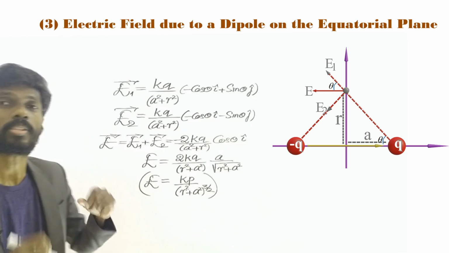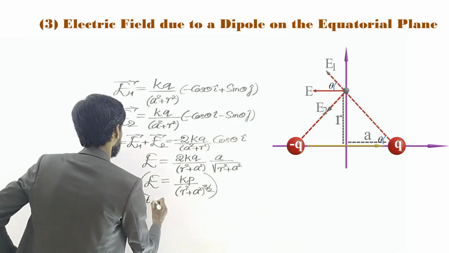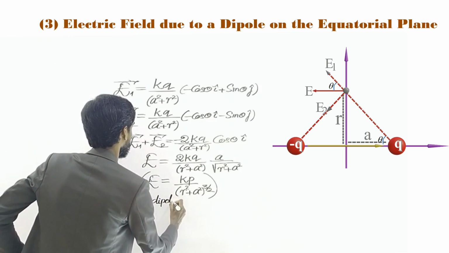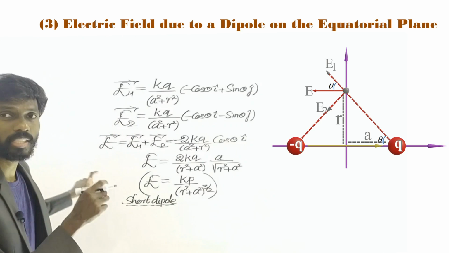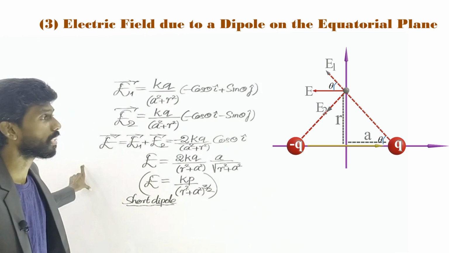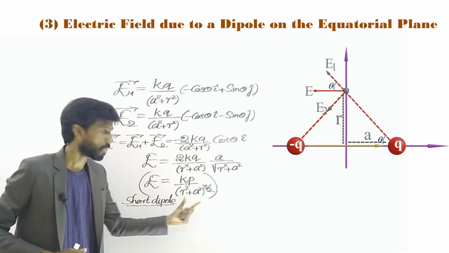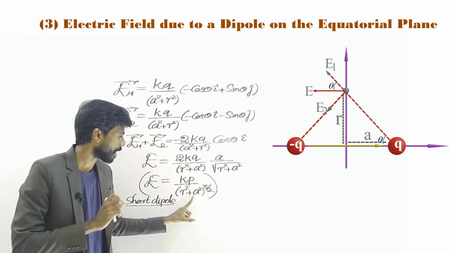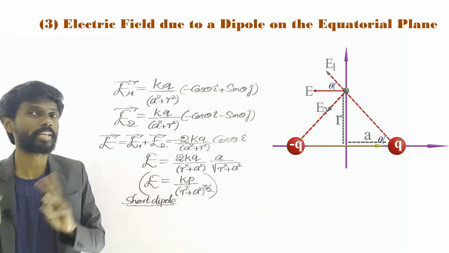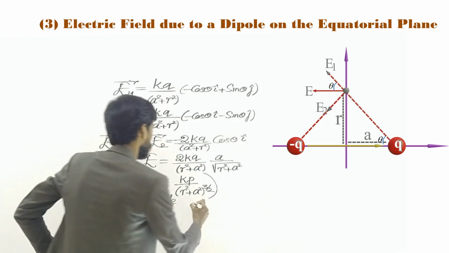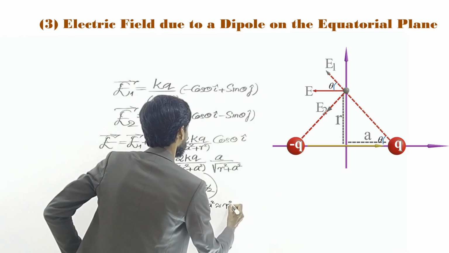Now like we did earlier, here also we will write the particular case for a short dipole. So what does it mean? The value of a is very small compared to the distance r, and that is called a short dipole. In that case, because a is much smaller than r, the value of r squared plus a squared can be approximated as r squared only.